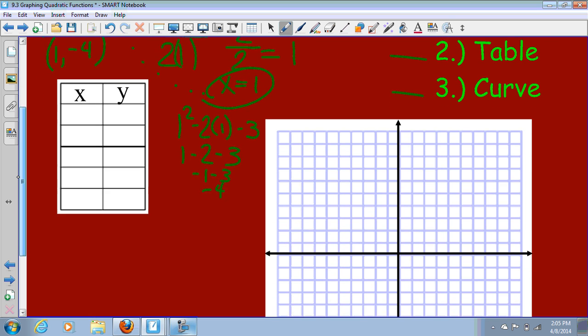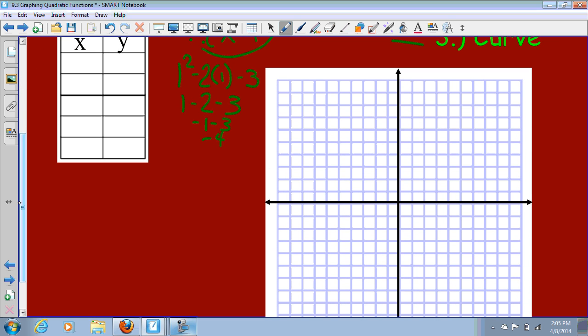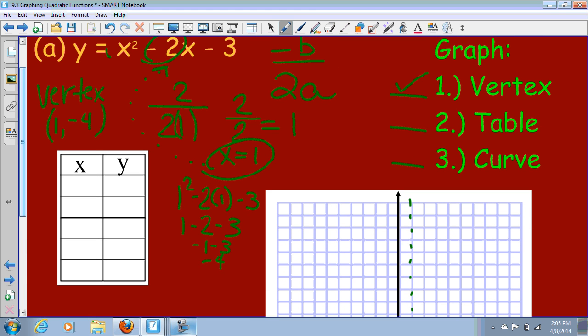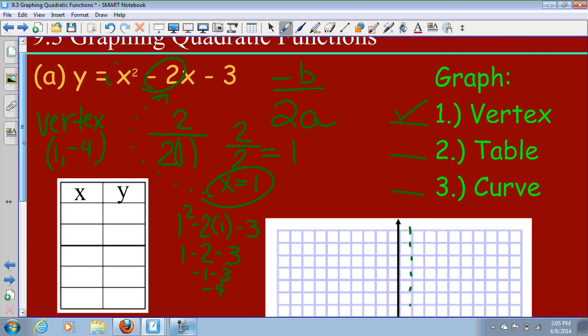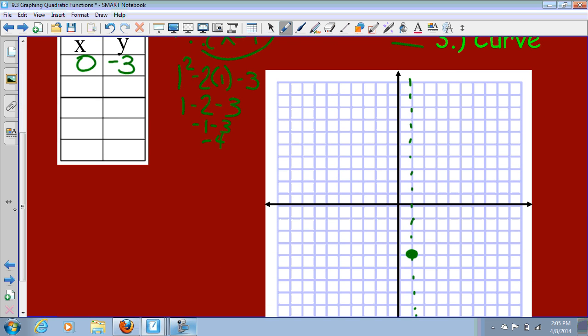And my axis of symmetry is x equals 1. It goes through 1, so 1, negative 4. 1, 1, 2, 3, right here. Here's my axis of symmetry. This is my vertex. Okay, so vertex, check. Make a table. I can substitute values in for x just like I did with my vertex. Let's use 0. I always like to use 0. 0 squared is 0. Minus 2 times 0 is 0. 0 minus 3, negative 3. So 0, negative 3.